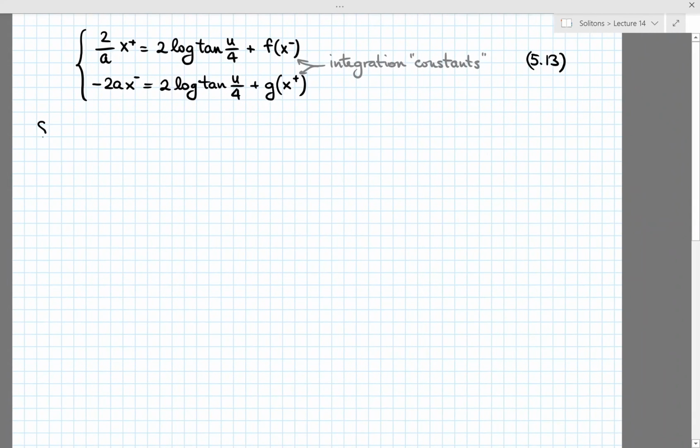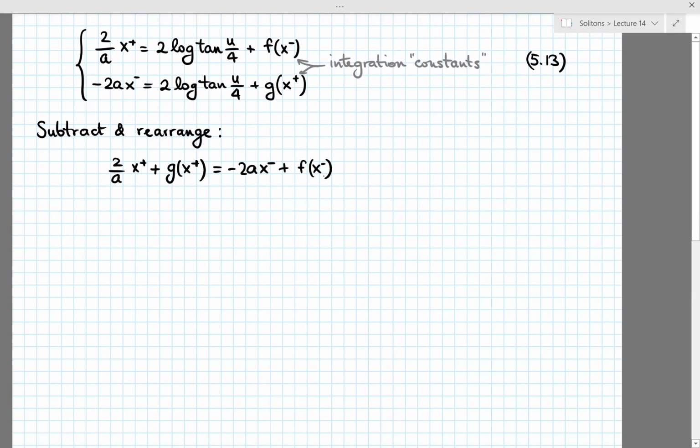Now let's subtract the two equations and rearrange terms on the two sides. So when we subtract, 2 log tan u over 4 cancels out. And I'm going to write terms which depend on x plus on the left-hand side. So we'll get 2 over a x plus g of x plus, and this is equal to minus 2a x minus plus f of x minus.